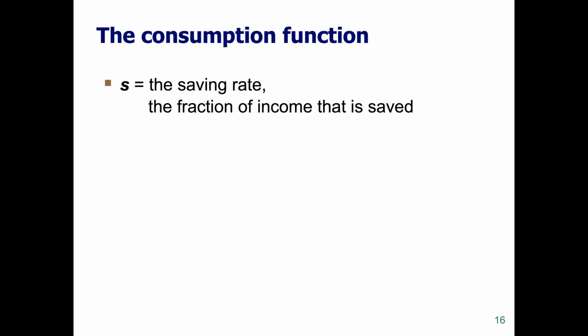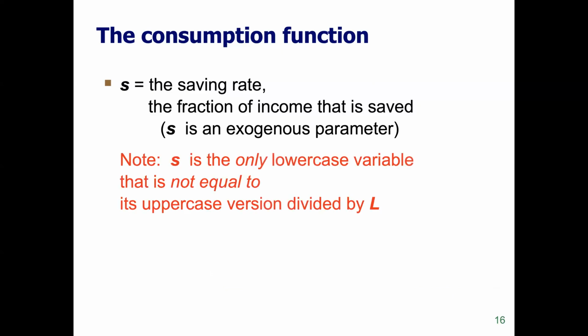Now, I'm going to have a very simple consumption function. I've got a little s, which is the saving rate, the fraction of income that's saved. Little s is an exogenous parameter. It's the only lowercase variable that's not equal to its uppercase version divided by L.